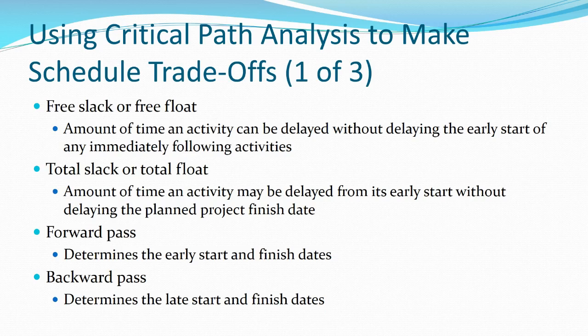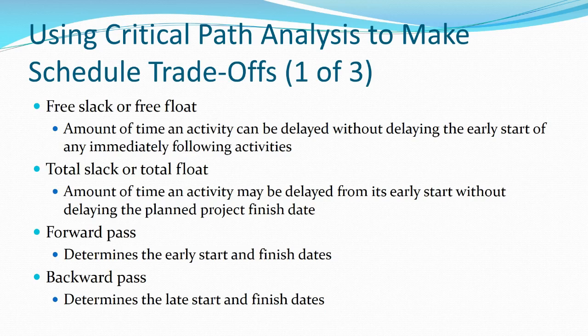Total slack or total float, however, means the total amount of time an activity may be delayed from its early start without delaying the planned project finish date. So free slack or free float affects the next activity in the chain, where total slack or total float means how much slack you have without jeopardizing the final date of the project. So free slack or free float is just about delaying the next activities. Total slack or total float is about delaying the entire project.